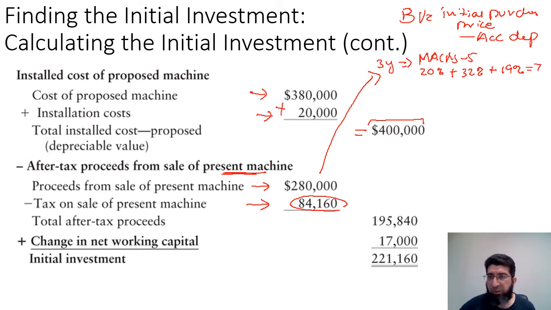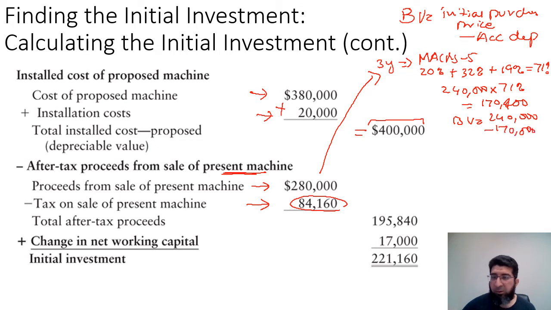That comes out to be 71%. Now, the initial amount, the asset, is $240,000 when it was bought. Then we have 71%, which is depreciated. So we are left with 170,400. Now, if we subtract this amount from 240,000, this will give us the book value, which is 240,000 minus 170,400, and that comes out to be $69,600.